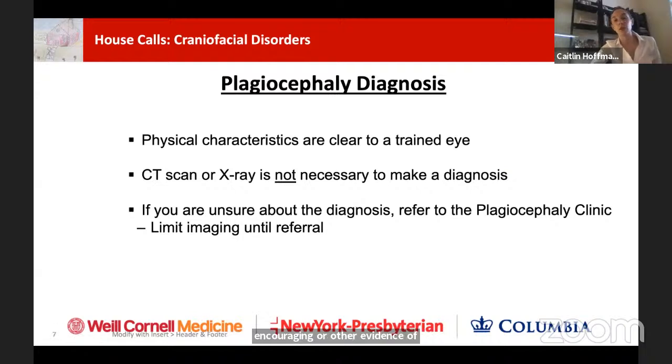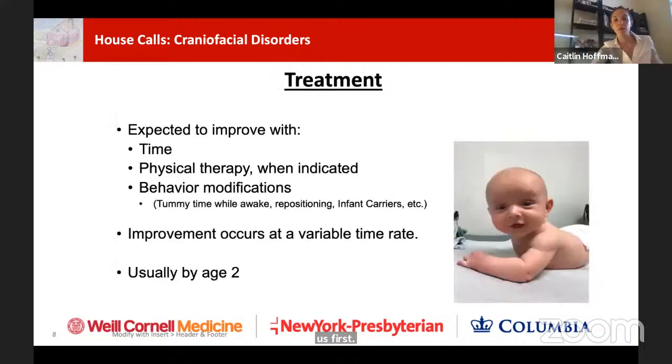Physical characteristics are very clear to a trained eye, and therefore x-rays and CT or ultrasound are not necessary to make this diagnosis. And therefore, we always encourage anyone who is referring or just concerned from a parental standpoint to simply see us first quickly in our plagiocephaly clinic, if that's the easiest access point, to limit imaging until referral. The treatment, as we discussed, is that this is an entity that is expected to improve over time.